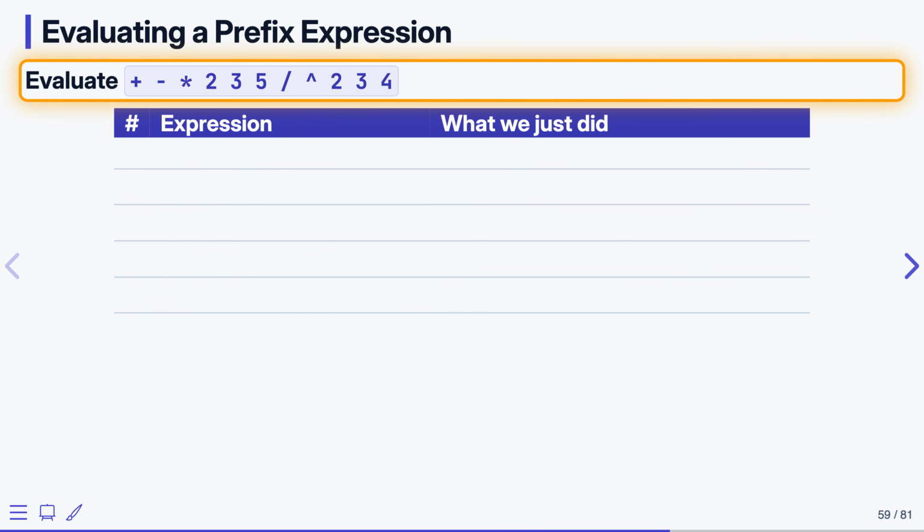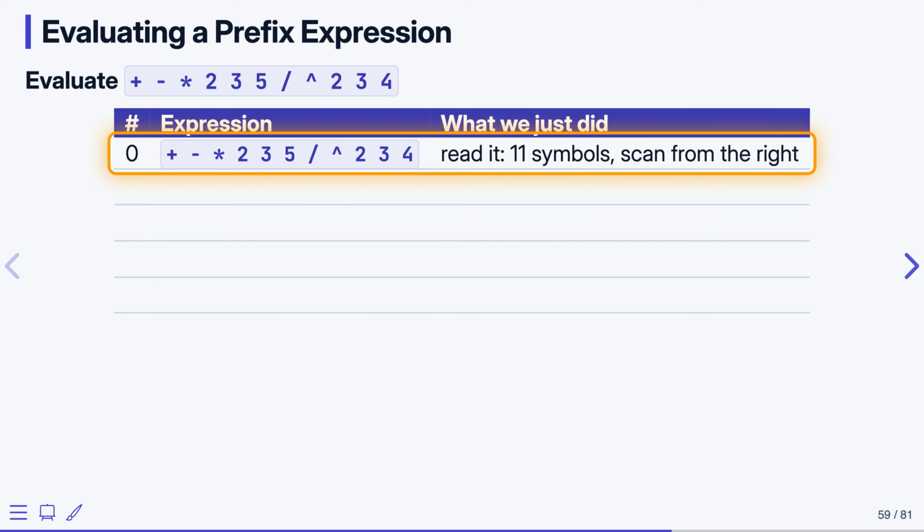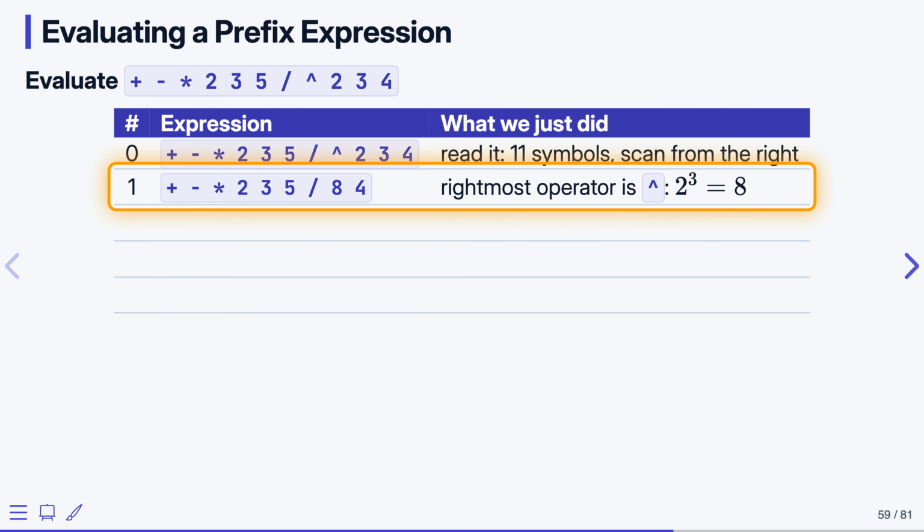Let us evaluate one prefix expression, step by step. Step 0. Read it first. 11 symbols. We scan from the right and stop at the first operator that has 2 numbers on its right. Step 1. Moving in from the right, the first such operator is the caret. To its right sit 2 and 3. 2 to the power 3 is 8. We replace those 3 symbols by 8.